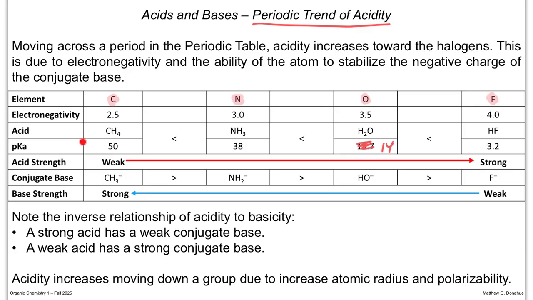So if you take your acid, you deprotonate it, that's your conjugate base. Since all of these were neutral, the base that we form is going to bear a negative charge. So acidity and basicity are opposite trends. You have a weak acid. When you form CH3 minus, that is a very strong base. HF in the series is a strong acid, so F minus is a weak base.